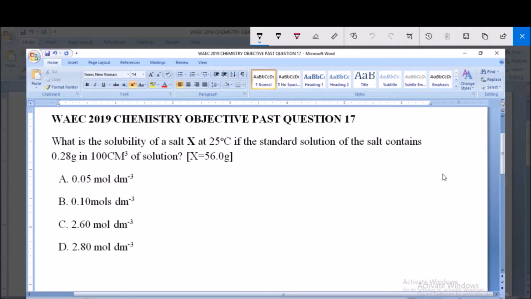So I'm going to be answering WAEC 2019 Chemistry Objective Past Question 17. What is the solubility of a salt X at 25 degrees Celsius if the standard solution of the salt contains 0.28 grams in 100 cm³ of solution? A. 0.05 moles per dm³, B. 0.10 moles per dm³, C. 2.60 moles per dm³, D. 2.80 moles per dm³.